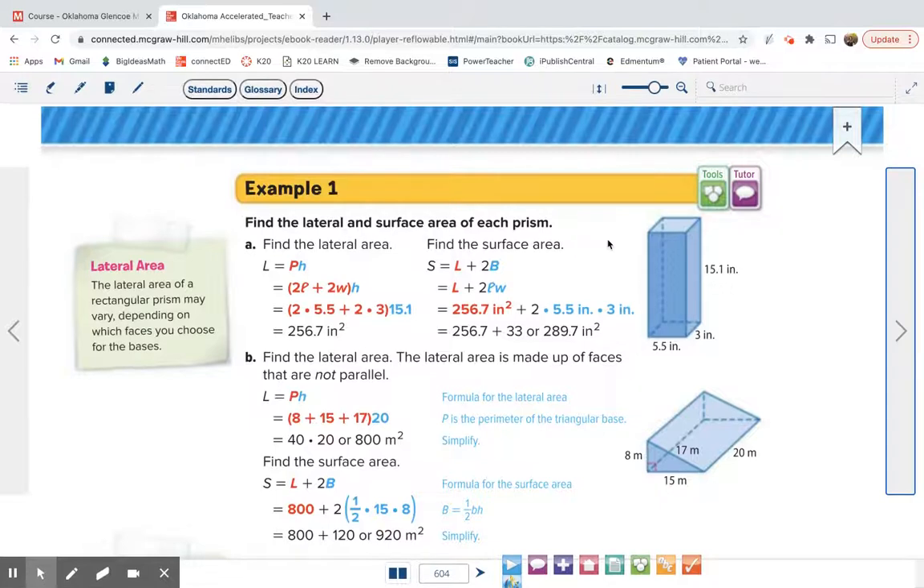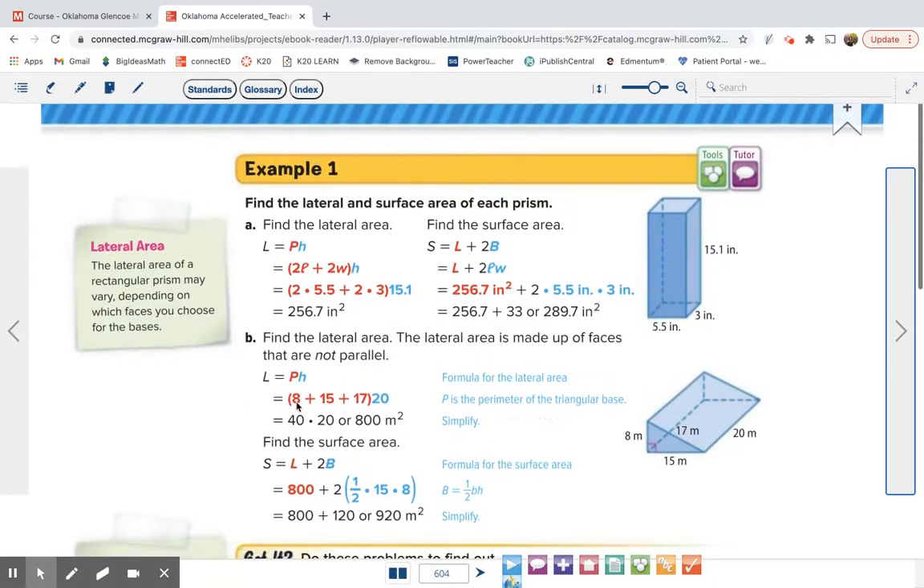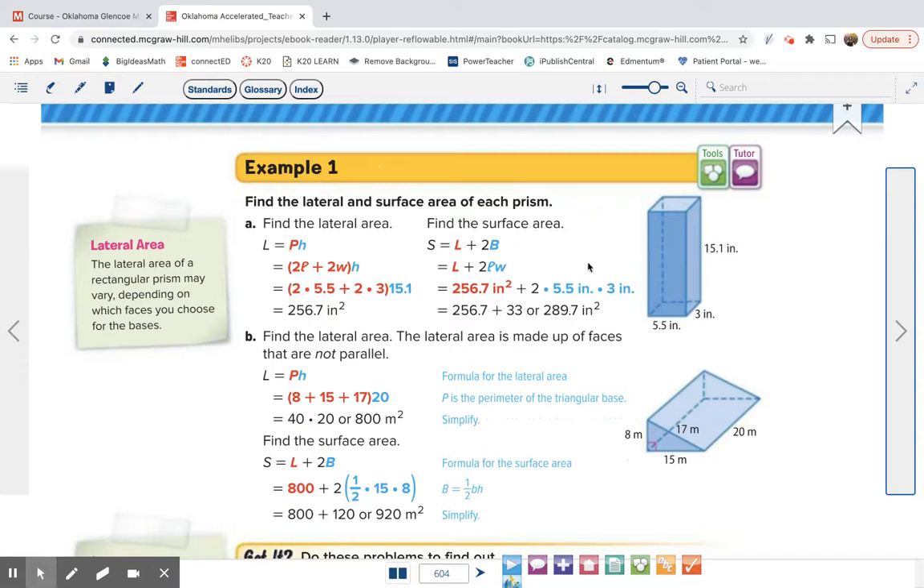Okay, so we'll look at a triangular prism and a rectangular prism. It says find the lateral and surface area of each prism. So on A, we first find the lateral area. L equals big P, H, capital PH, perimeter of the base. On this one, the base is this at the bottom. One side is 5.5, which means this back side's 5.5. So they said 2 times 5.5, because there are 2 of them, plus 2 sides that are 3, so plus 2 times 3. That is just finding the distance around this bottom. It's 3 plus 3 plus 5.5 plus 5.5. That's what they've done here in red.